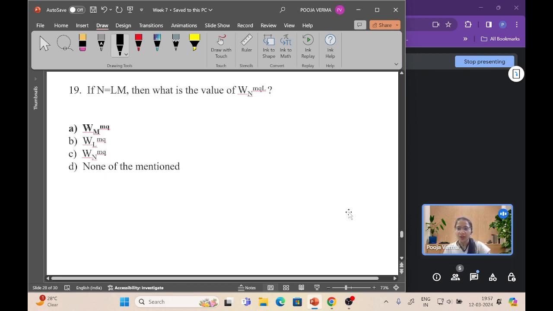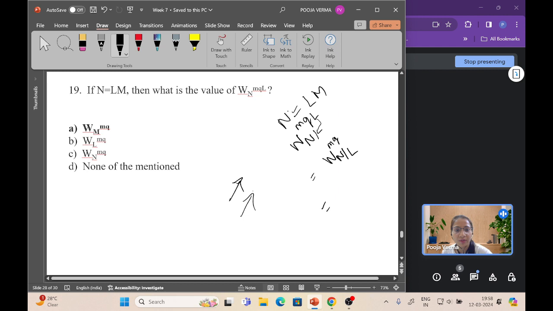If n is equal to Lm, already we have seen the divide and conquer approach, n is equal to L into m. Then what is the value of W, N, M, Q, L? If you have gone through the divide and conquer formula, where we have to take either row wise or column wise, then what will be the value of Wn MQL? We are taking row wise or column wise, MQ n divided by L, if we take that L in the denominator. Okay. So already we know that n is equal to Lm.